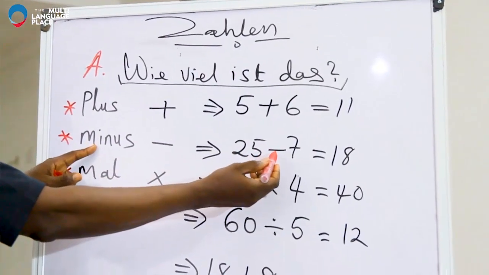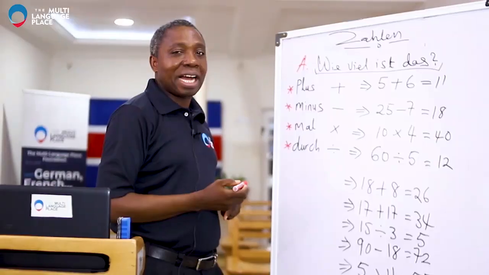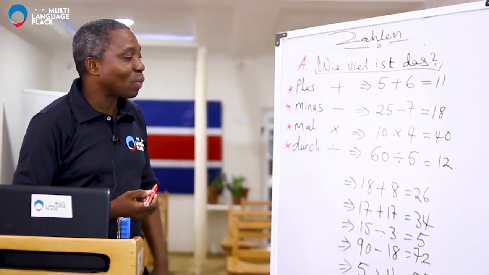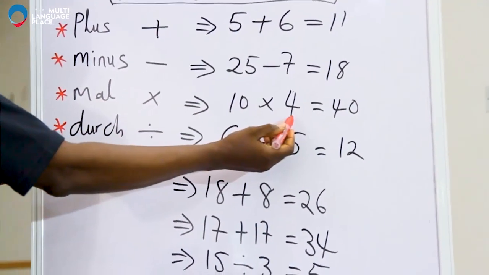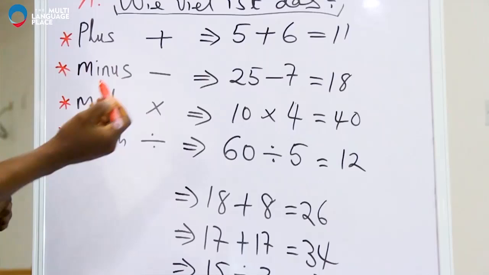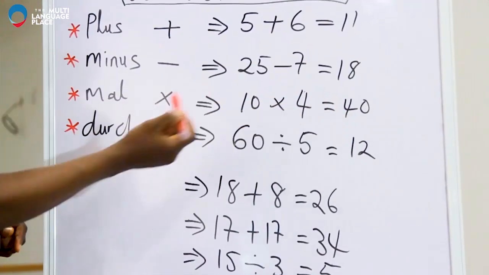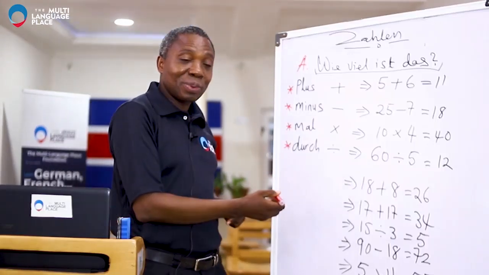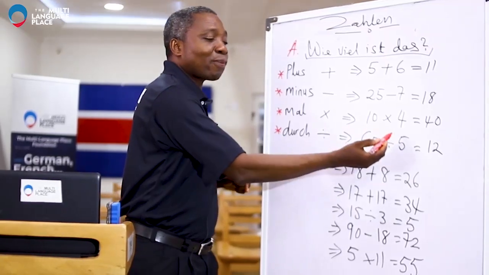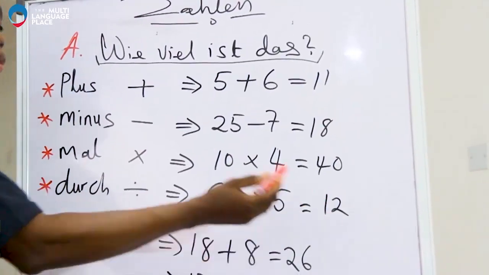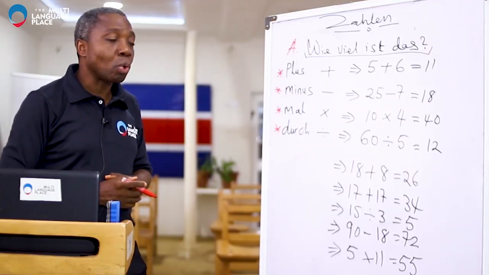25 minus 7 ist 18. 18. Okay? Then the next one, 10 mal 4 ist 40. 10 mal 4 ist 40. And the next one, 60 durch 5 ist 12. 60 durch 5 ist 12.